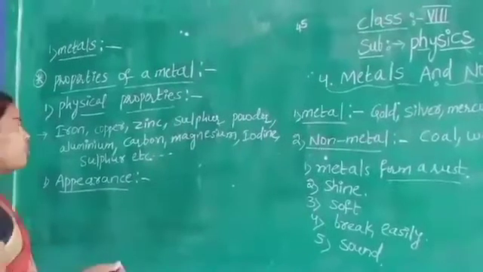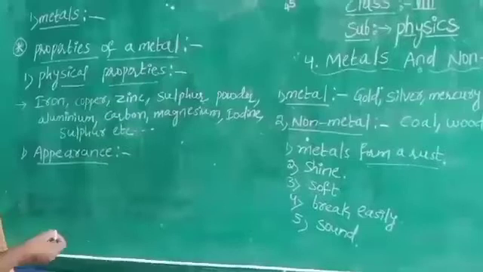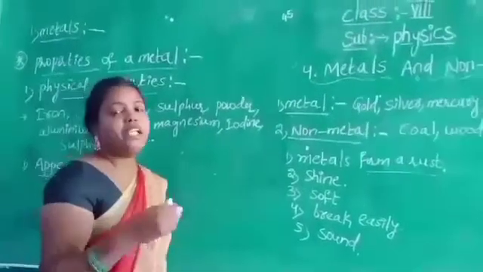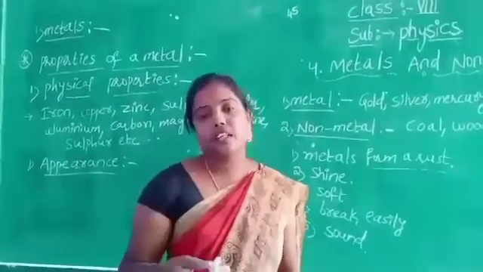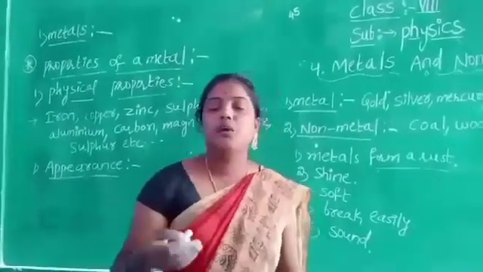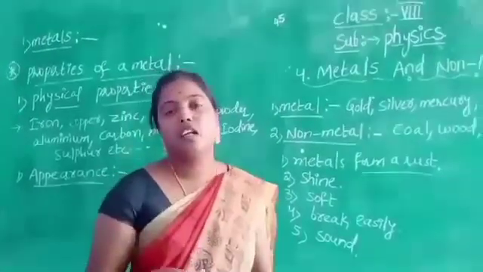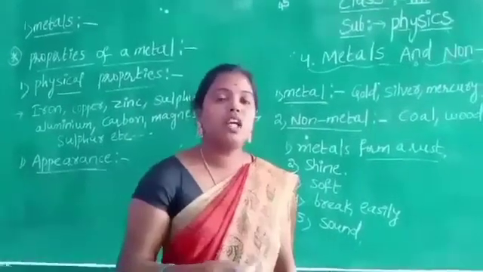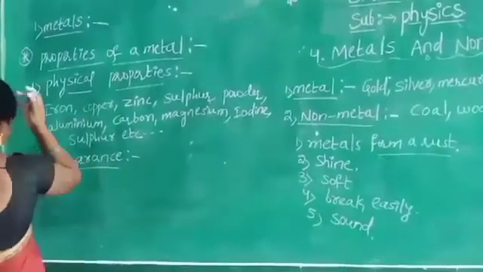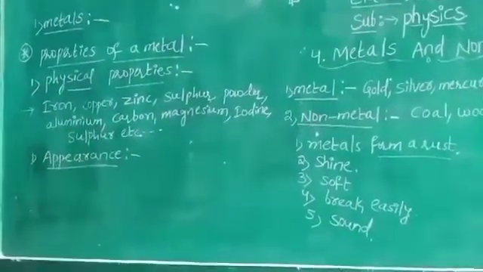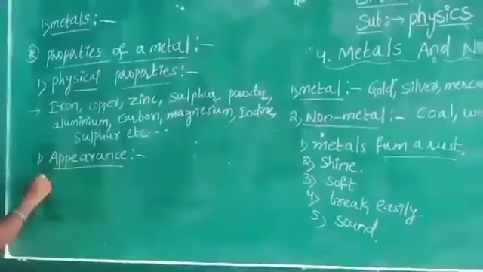Okay children, first you expose all these metals to sunlight. What happens here? Some materials are shining due to the presence of sunlight, but some materials are not shining. You collect all these materials from your surroundings, then expose them to sunlight. So from this, what happens, Nana?